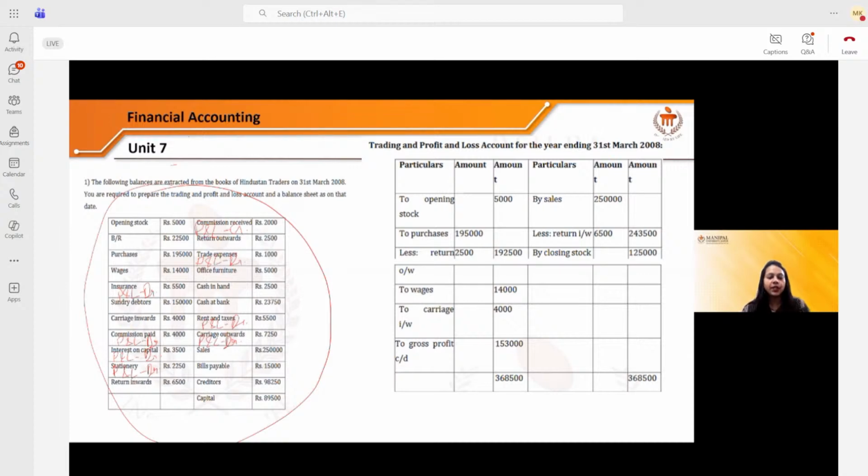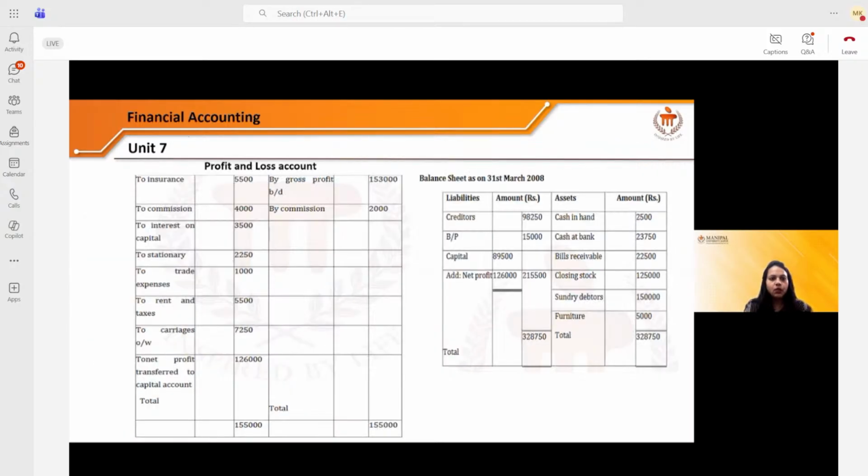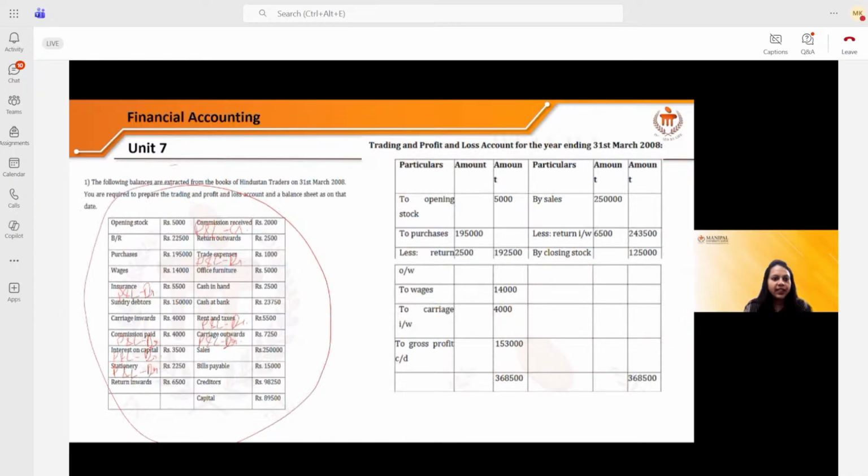So I have been identifying which transaction will go in the profit and loss account debit side and which will go in the credit side. You just cross check with the format. I have not seen the format. So these items will go in the profit and loss account debit side and credit side. I am moving to the answer. Look at the answer. I have written insurance 5,500. Before writing the answer, there is one thing you will have to remember. In the trading account, gross profit is 1,53,000.